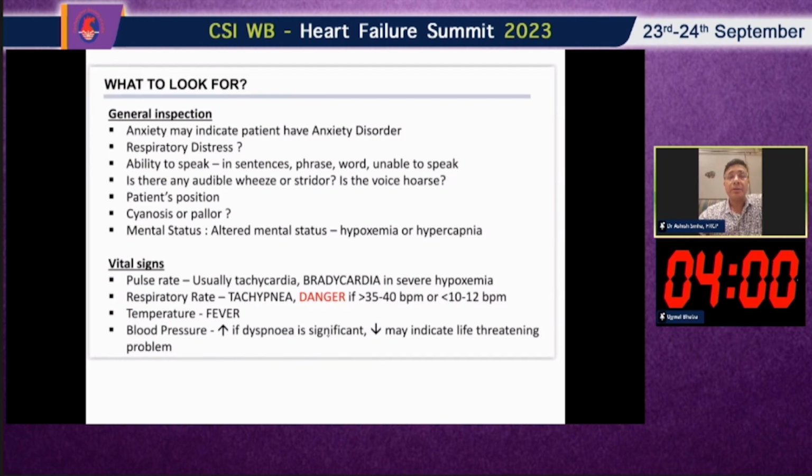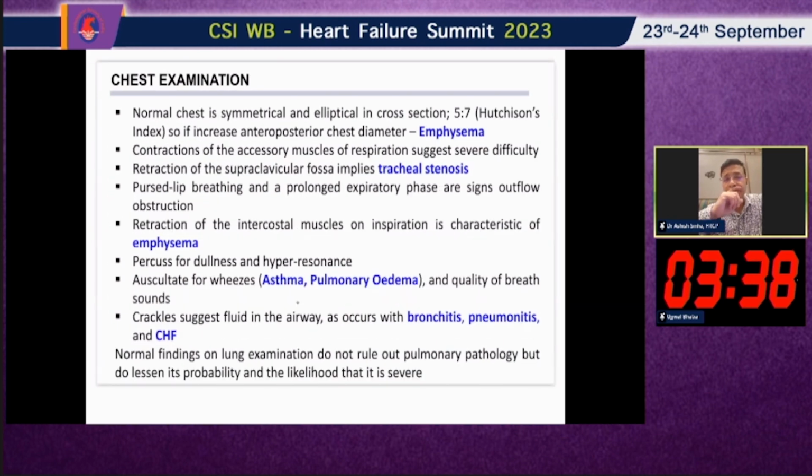So again, looking before investigation is going to help us. Vital signs are very, very important. We should look for pulsus paradoxus, bradycardia, respiratory rate, and temperature, as fever can cause dyspnea. Very high blood pressure can also cause dyspnea. Clinically, we should look for all of these. Next slide, please. I think we have covered a lot, and we have done a good clinical examination. Investigation is definitely going to help us, but this clinical examination for etiology is going to help us as well.